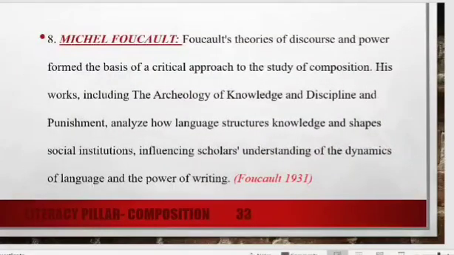Number 8, continuing again, is Michel Foucault's theories of discourse and power, which form the basis of a critical approach to the study of composition. His work, including The Archaeology of Knowledge and Discipline and Punish, analyzes how language structures knowledge and shapes social institutions, influencing scholars' understanding of the dynamics of language and the power of writing. So this theory is about the critical approach, the way people approach a composition, the way they put forward the plan, the way they write a composition. That is what this theory is talking about. Foucault, 1931.